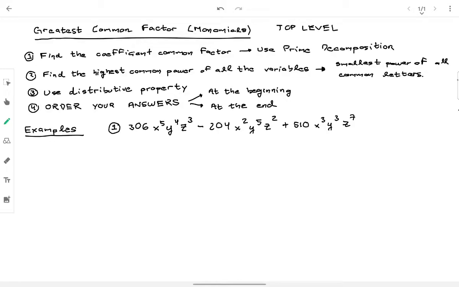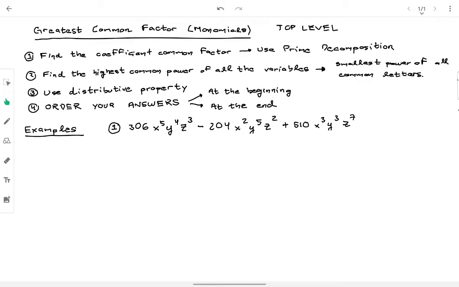So today we will continue with monomial greatest common factor top level exercises. It's going to be the same type of exercises. The only thing is we are going to use bigger numbers, maybe a little bit difficult for doing the prime decomposition. But let's see. The steps we know are, first, we need to find the coefficient common factor, using prime decomposition, finding the greatest common divisor of all the numbers.